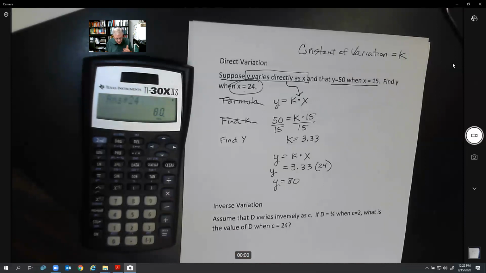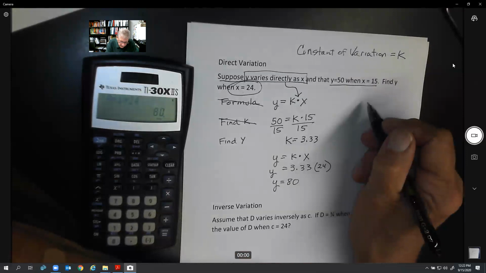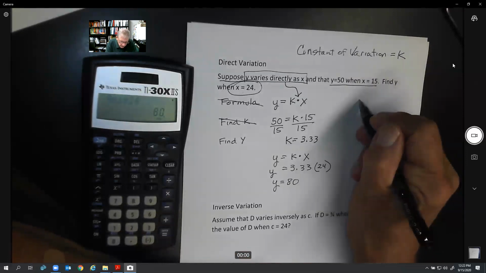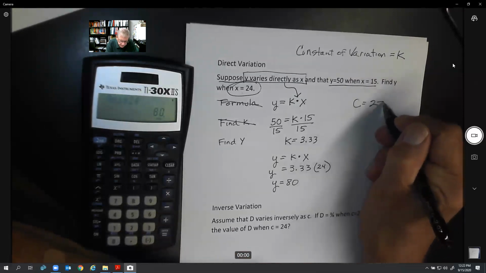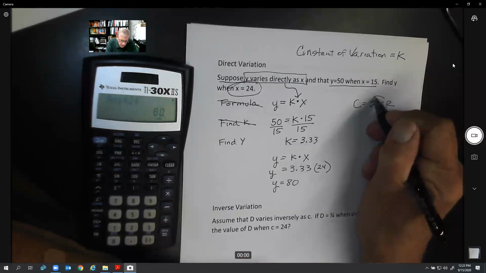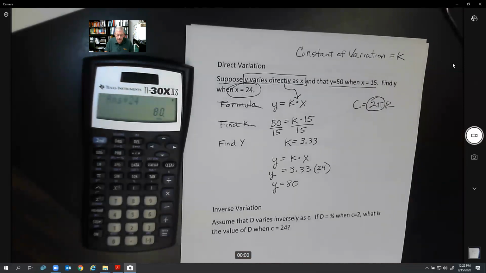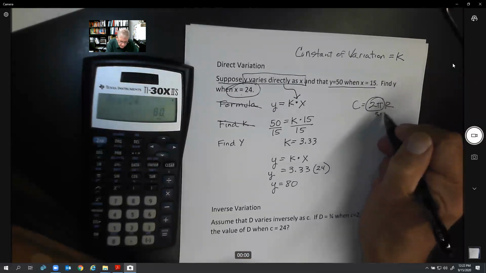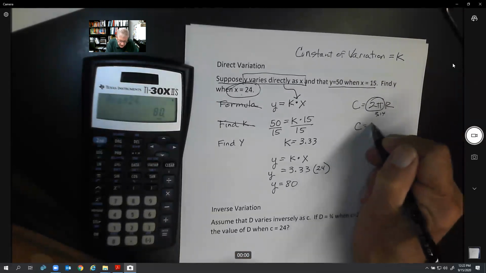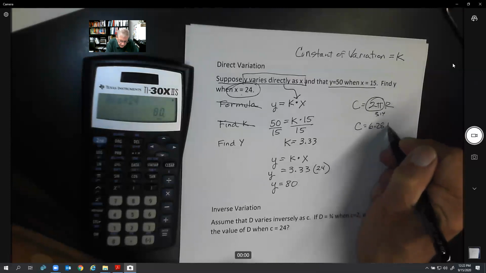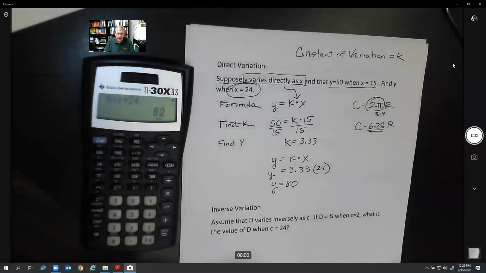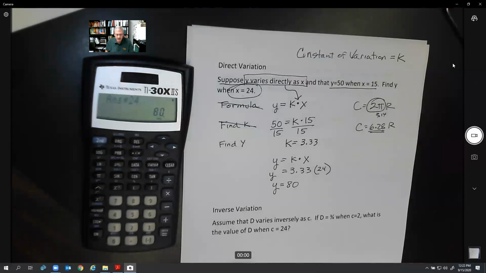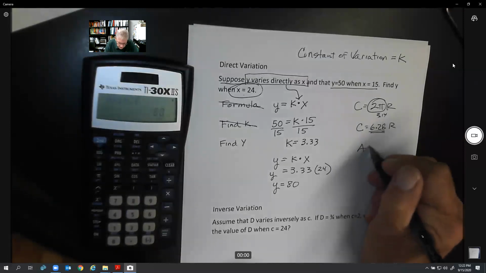So you're probably saying, well, when do you ever use this? Well, circumference equals 2 pi r. 2 pi is your constant of variation. Pi is 3.14. So circumference is 6.28 r. This is your constant of variation, see. Area equals pi r squared.